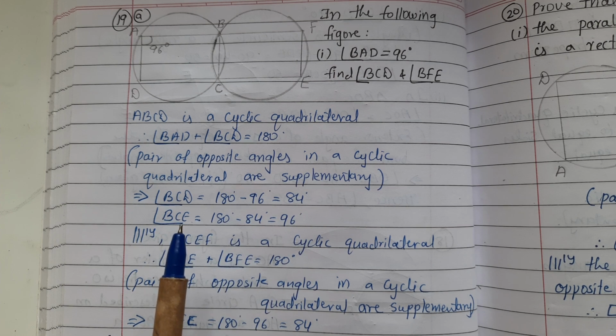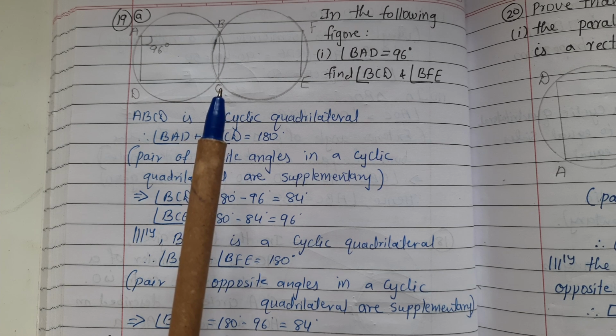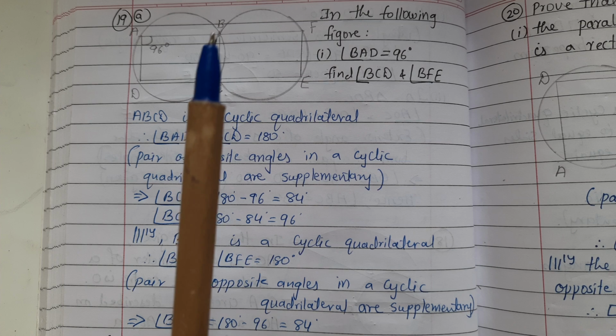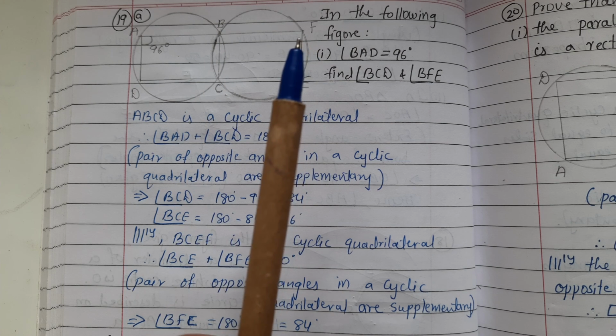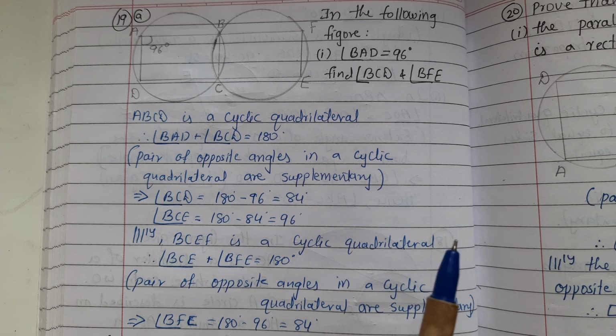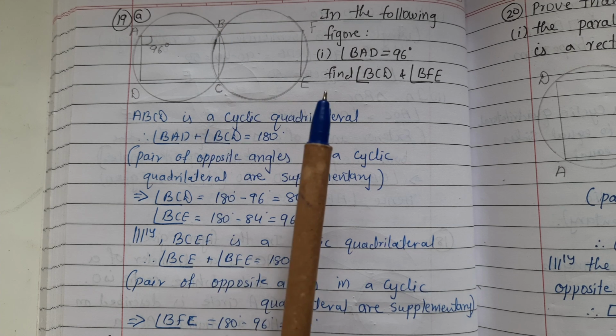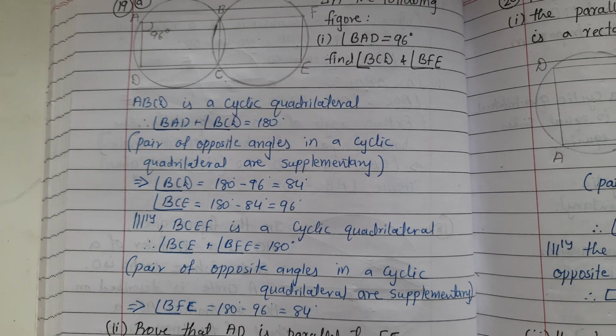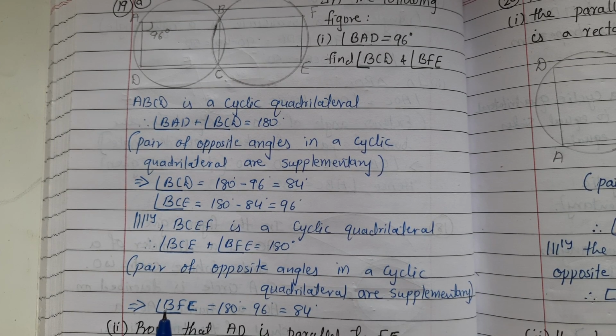Angle BCE is equal to 180 minus 84, 96 degree. Similarly, BCEF is also a cyclic quadrilateral. Therefore, angle BCE plus angle BFE is equal to 180 degree. Pairs of opposite angles in a cyclic quadrilateral are supplementary. This implies angle BFE is equal to 180 minus 96 degree equal to 84 degrees.